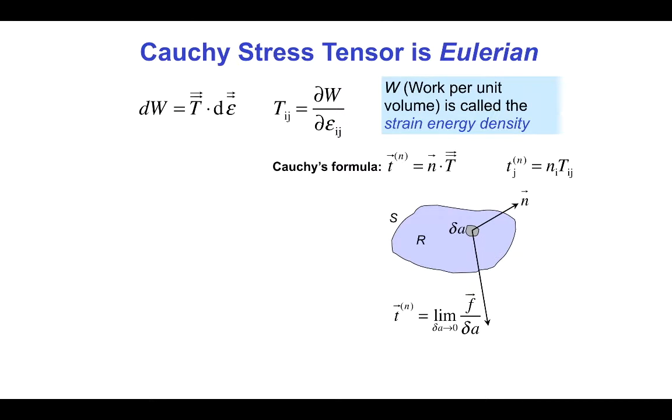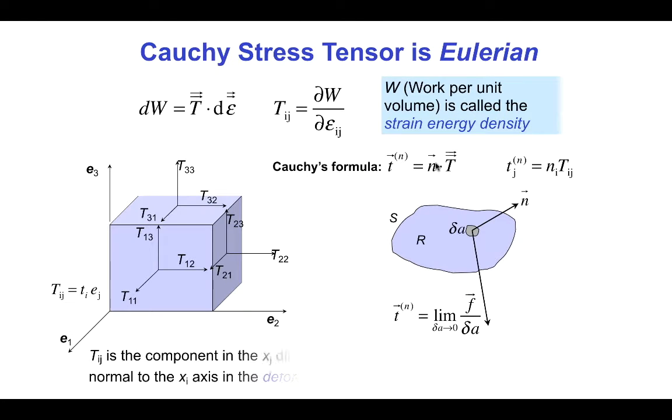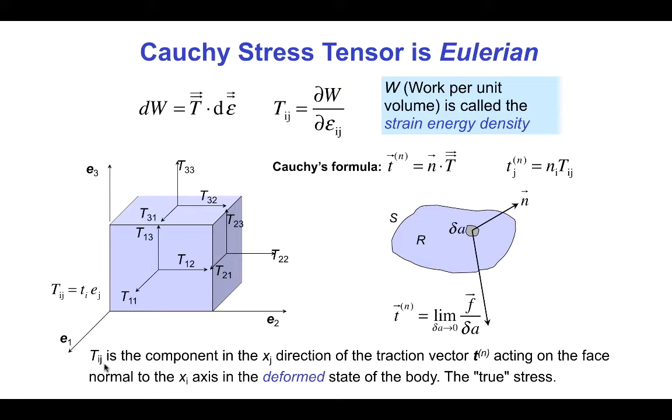In this example, we use the Cauchy stress T and the Cauchy strain epsilon. The definition of the Cauchy stress tensor is given by Cauchy's formula. Because the traction vector Tn and the outward normal vector n are defined in the current or deformed state of the body, the Cauchy stress, as we have defined it, is an Eulerian quantity. To put it another way, Tij is the component in the xj direction of the traction vector Tn acting on the face normal to the xi axis, where xj and xi are in the deformed state of the body.